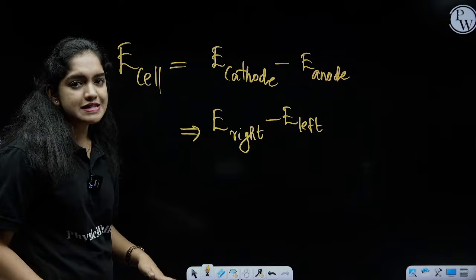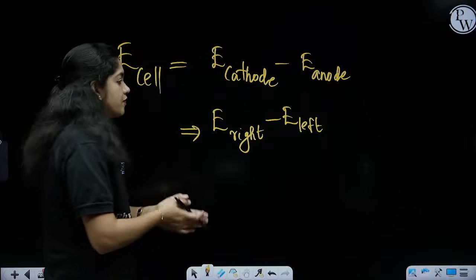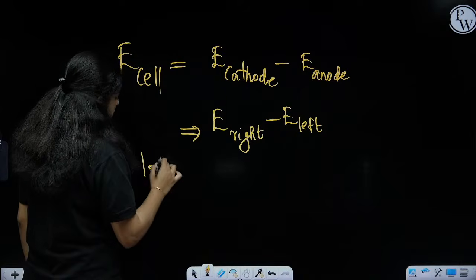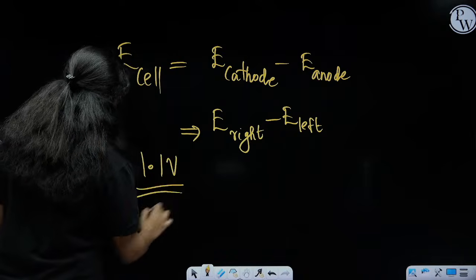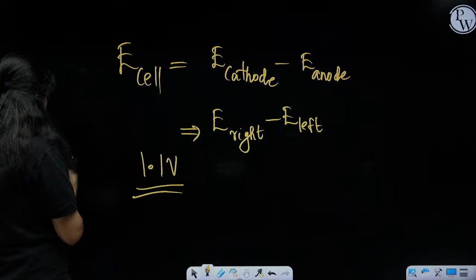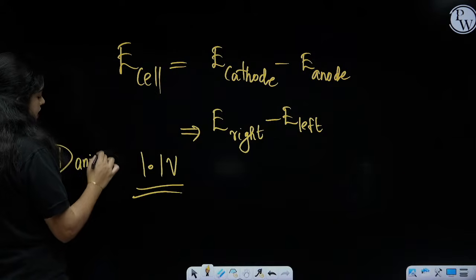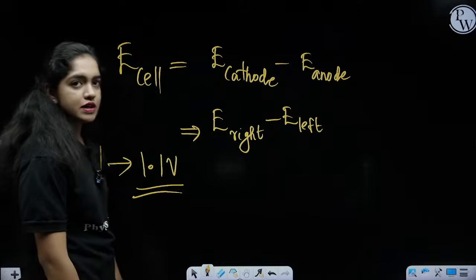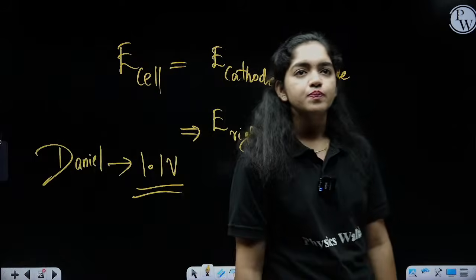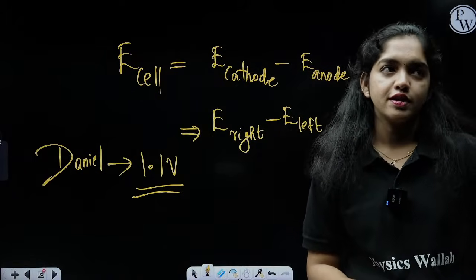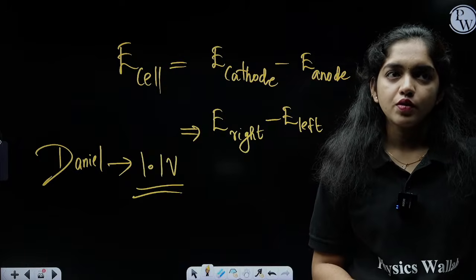And for the Daniell cell, the value is already proved. The value for the Daniell cell is what? 1.1 volt is the voltage. This is the E cell value of the Daniell cell. So it will be asked for 1 mark. It is very, very important. For the Daniell cell, the voltage is what? 1.1 volt. Clear? Okay.